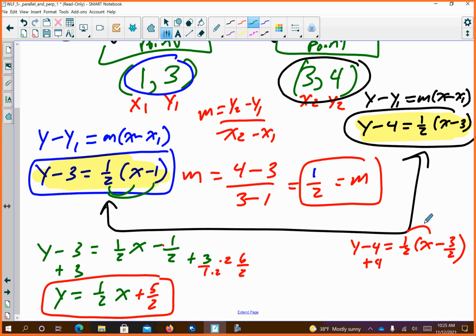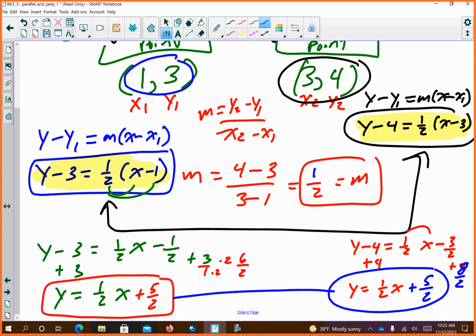Oops. I already distributed. Sorry. If I add 4 to both sides, so 4 is the same thing as 8 over 2. -3 plus 8 is positive 5 over 2. Are these the same? Yeah. So even though there's 2 different answers to give here, if I just ask for point slope, stop there.